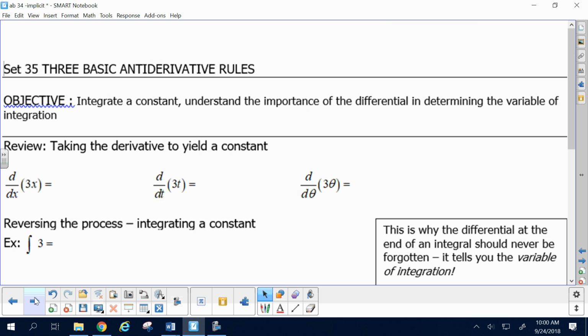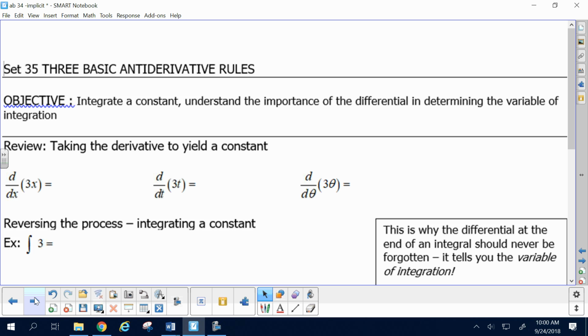The other lesson is far easier, and good thing, because we don't have that much time. So, all right, would you go to the other sheet, which is blue, I believe. This is set 35. That green one was actually the lesson for 34. 35 is really pretty straightforward. It's just 3 basic antiderivative rules.